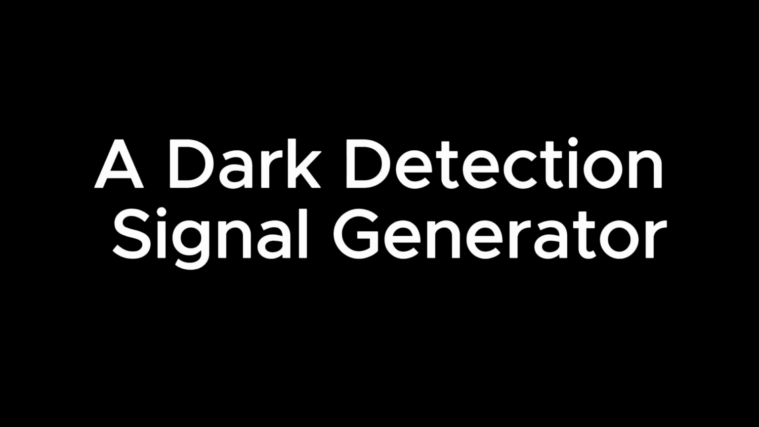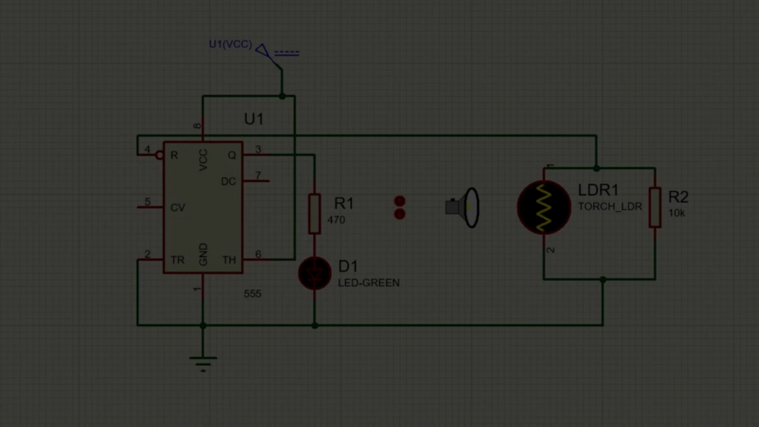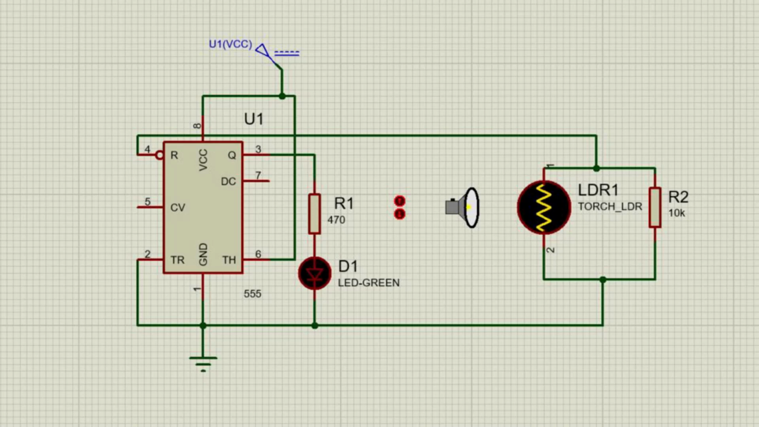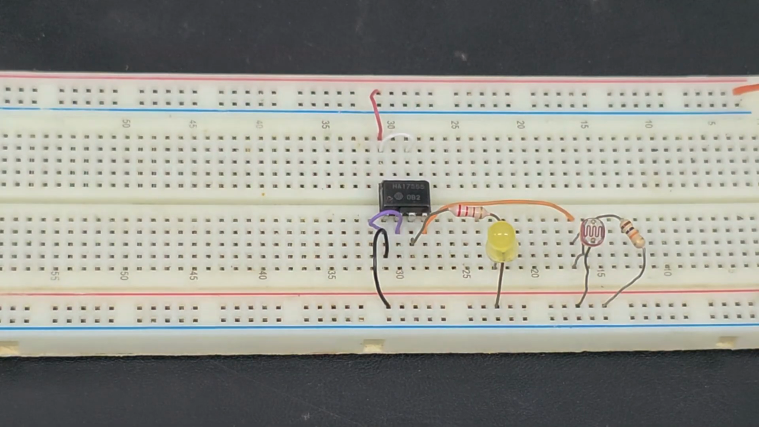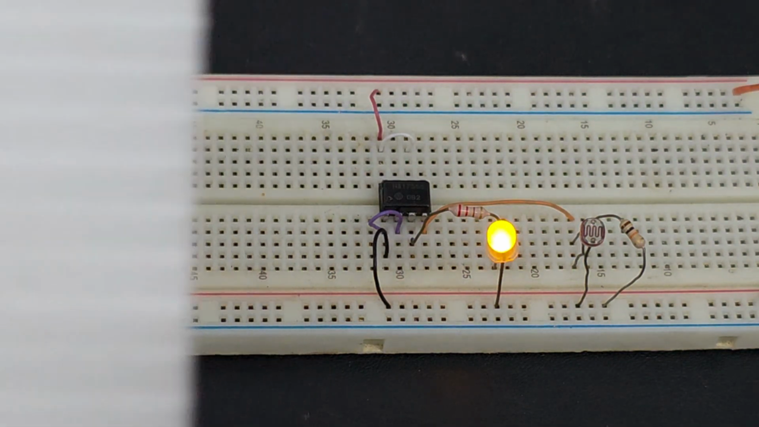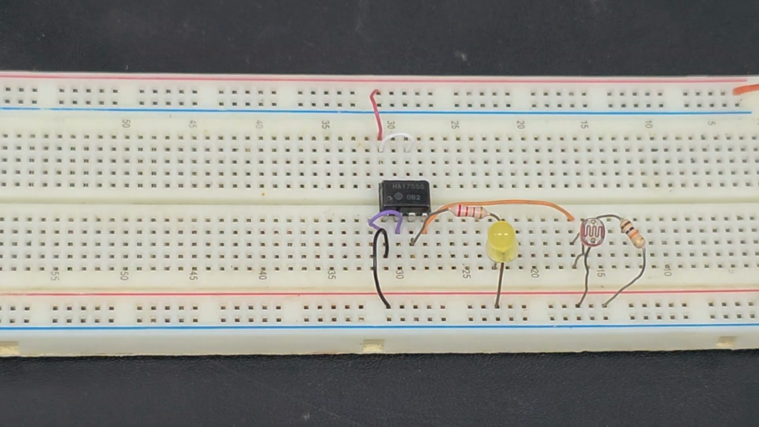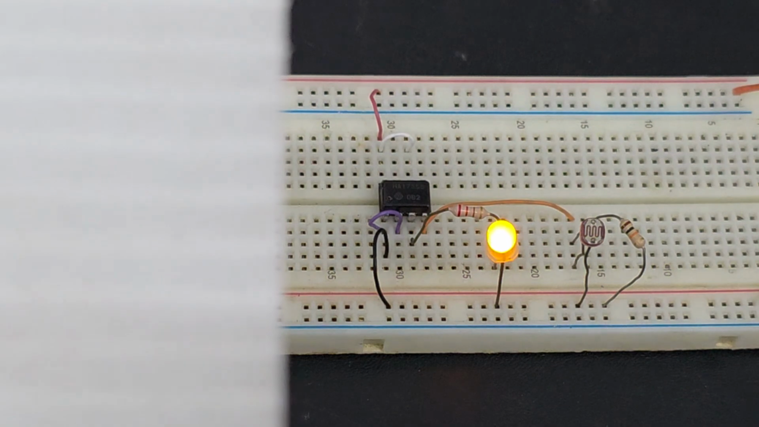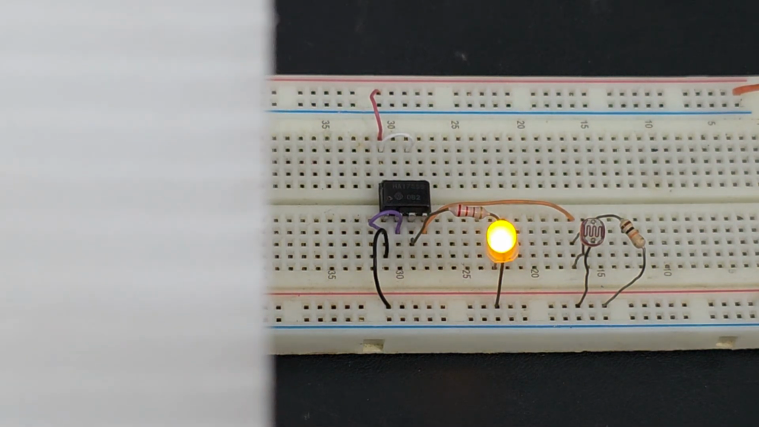Number two, a dark detection signal generator. This circuit is a dark detection signal generator using a 555 timer IC configured as a comparator. The LDR, light-dependent resistor, along with resistor R2, forms a voltage divider that determines the light sensitivity threshold. When the ambient light level falling on the LDR is lower than the specified level set by R2, the 555 timer outputs a signal to activate the LED, indicating a dark condition.